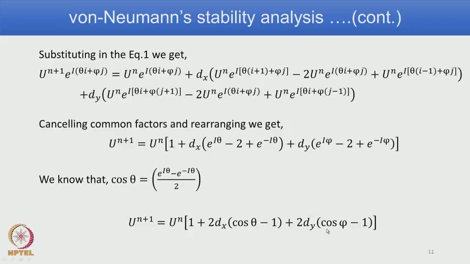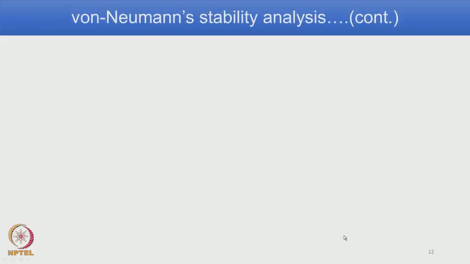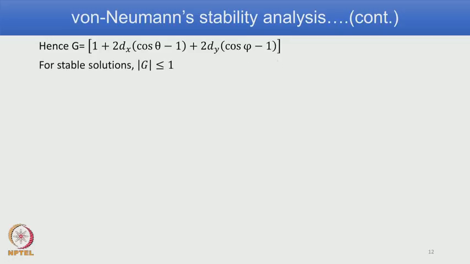Now, just like we did in the one dimensional situation, here also we have a condition for the terms which are written within this bracket, that is what is known as an amplification factor, which is given as g equal to 1 plus 2 times dx cos theta minus 1 plus 2 times dy cos phi minus 1. So, for a stable solution, the condition is modulus of g should be less than or equal to 1.